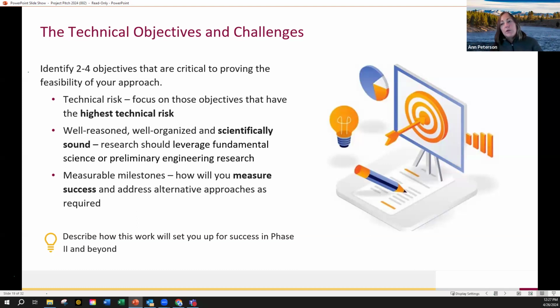Make sure that you're focusing on the highest risk. Make sure that the way you would address this is scientifically sound. As Melissa talked about, reference how things are currently being done. Sometimes we use the phrase "the current state of the art." That can be what competitive companies are doing, what types of research are coming out of universities, and how people have tried to address this problem in other ways.